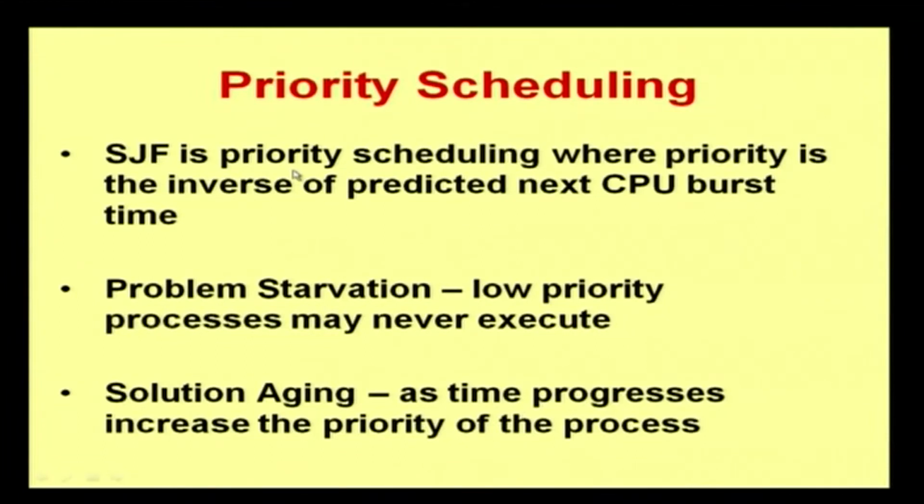In the shortest job first algorithm, it is priority scheduling where priority is the inverse of the predicted next CPU burst time. So what are the problems that are possible with priority scheduling? There are two types of problem possible. One is called starvation, the other is called aging. Starvation is that a low priority process may never execute. The solution, aging, is that as time progresses, we increase the priority of the processes.